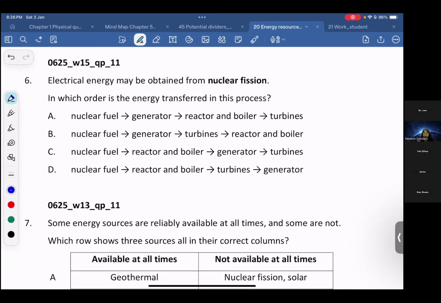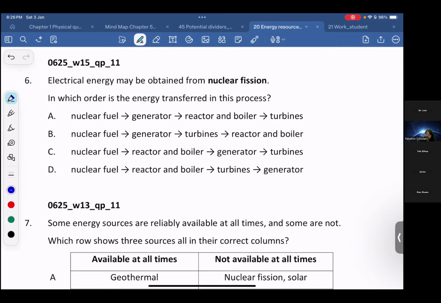Okay. So I want you, without referring to our notes just now, to think about in which order the energy is transferred in this process. So what is the correct answer? A, B, C, D. Angeline, correct. Zihua, yes, correct.